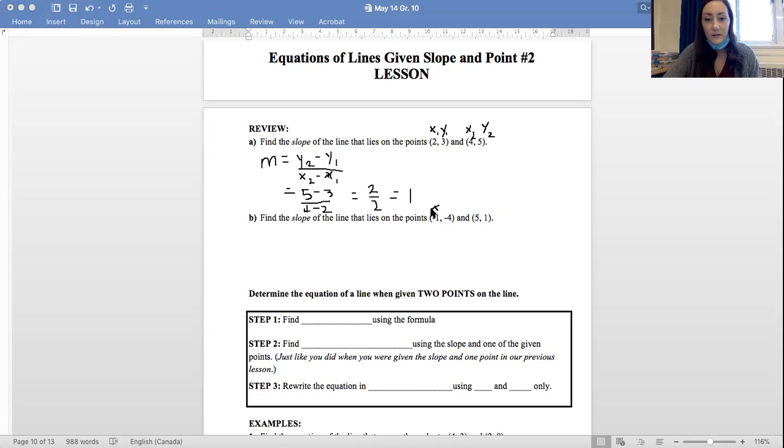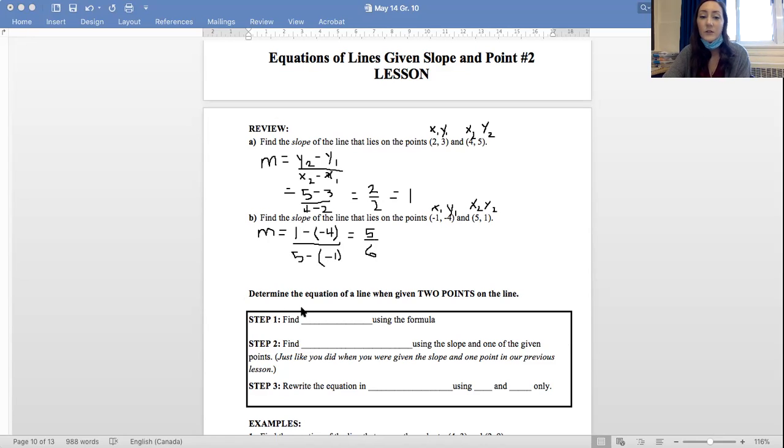So we do the same thing here. So x1, y1, x2, y2. This should be review for you guys. The formula is up there, so I'm not going to rewrite it. So y2 is 1, y1 is negative 4, x2 is 5, x1 is negative 1. Like we saw with the integers, two negatives make a positive. So this is really 1 plus 4, so 5. And this one is also 5 plus 1 because there are two negatives. So it becomes 6. So our slope is 5 over 6.